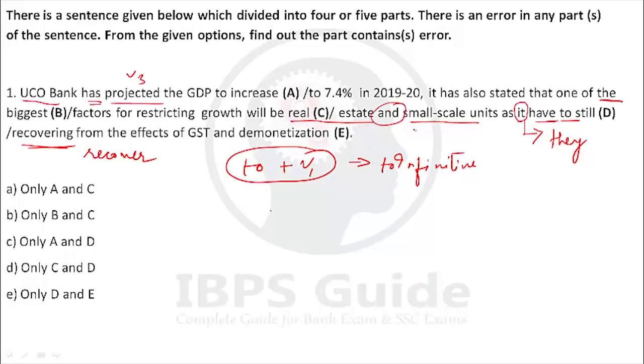So the correct sentence: UCO Bank has projected the GDP to increase to 7.4% in 2019-20. It has also stated that one of the biggest factors of restricting growth will be real estate and small scale units, as they have to still recover from the effects of GST and demonetization. That means the part of D and the part of E is wrong. So our answer will be E. Only D and E are the wrong options, and A, B, C is the correct portion of this sentence. I hope it is clear to you.